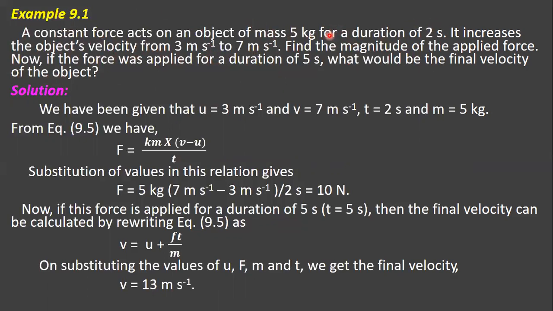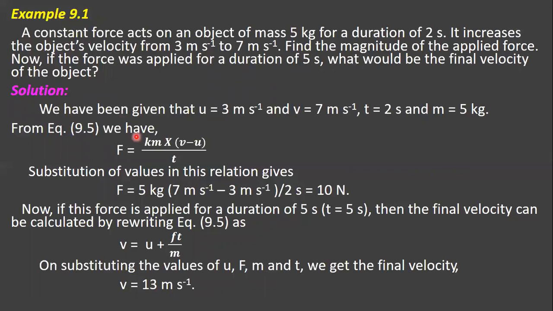See, children, a constant force acts on an object. Here, mass is 5 kg and time is 2 seconds, and it increases the object's velocity from 3 meter per second to 7 meter per second. You have to find the magnitude of the applied force. And now if the force was applied for a duration of 5 seconds, here time is 5 seconds, and you have to find what would be the final velocity of the object.